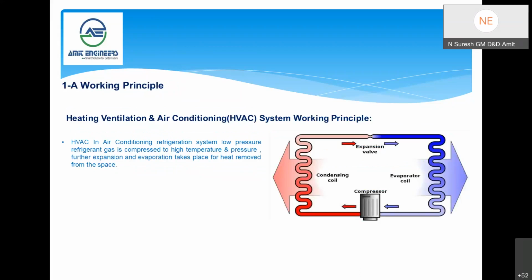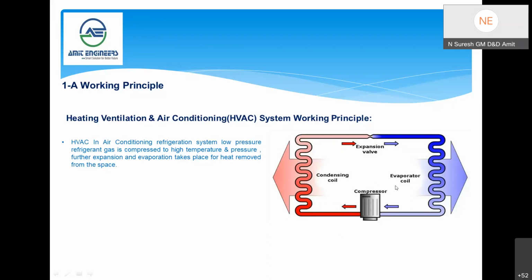Maybe some of the officers may be new to maintaining the system. To give a brief idea, this is the schematic of the working principle of the air conditioning refrigeration system. In the picture, you can see this is the compressor, and this is the condenser where the heat is rejected. Again, the expansion device and evaporator coil.